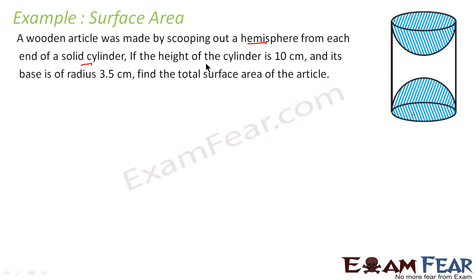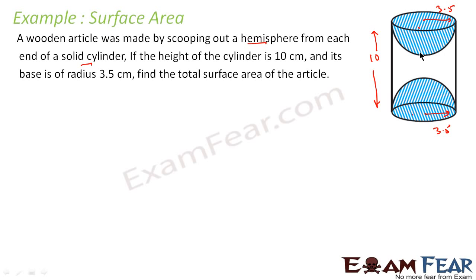If the height of the cylinder is 10 centimeter, this guy is 10, and the base radius is 3.5. So this becomes 3.5, and this is also 3.5. Correct? We have to find total surface area of the article. It's very simple question. So if you see this question, we are having this cylinder. From this cylinder this hemisphere is hollowed out. You just subtract these two hemispheres from the cylinder and we get the area. Very simple.